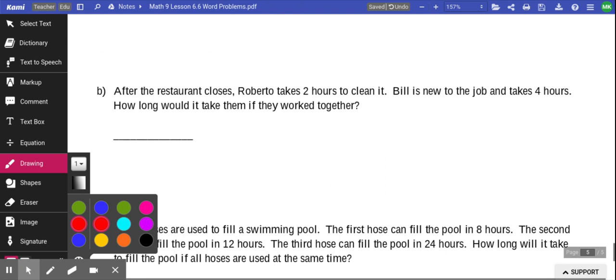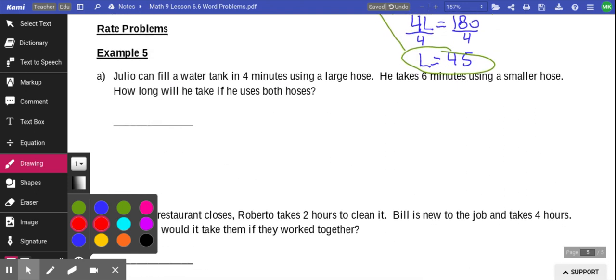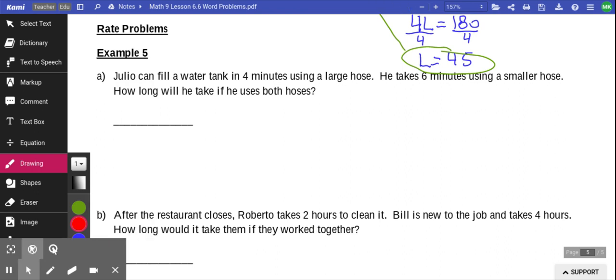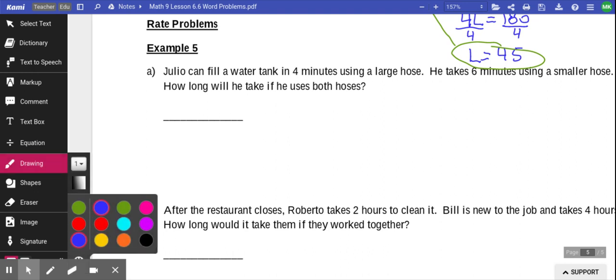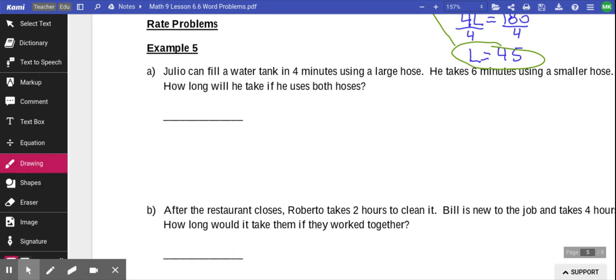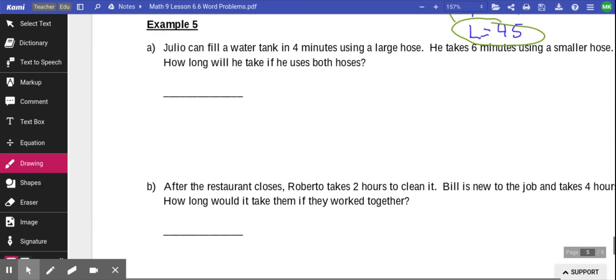Gorgeous. Rate problems. Rate problems are something new to us. So we'll talk about different strategies on how to do rate problems. The way that we do these, for the most part, is by using a general formula. It's anytime there's like a job. If you look, like the first question, the job is filling a water tank with a hose. The second question, the job is cleaning a restaurant. The third question is, again, hoses with swimming pools. We're going to use a general equation to solve these jobs.